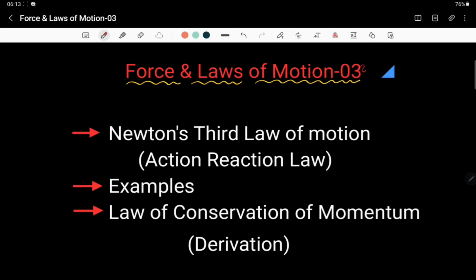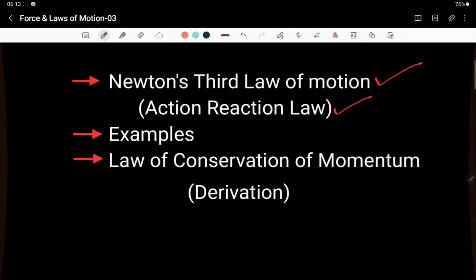We have reached the third video of the chapter Force and Laws of Motion, and we are going to discuss all these subtopics in this video. All right, we'll see what is Newton's third law of motion. This is also known as the action reaction law.